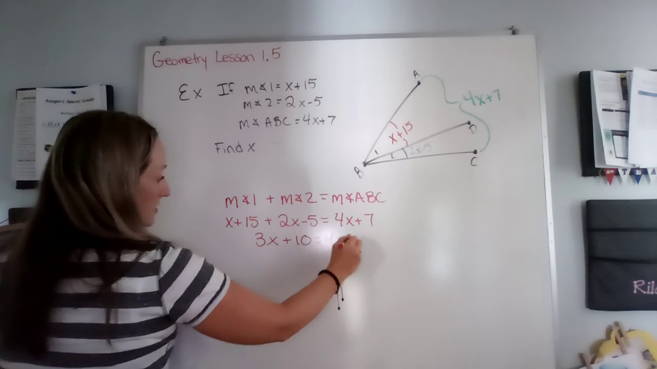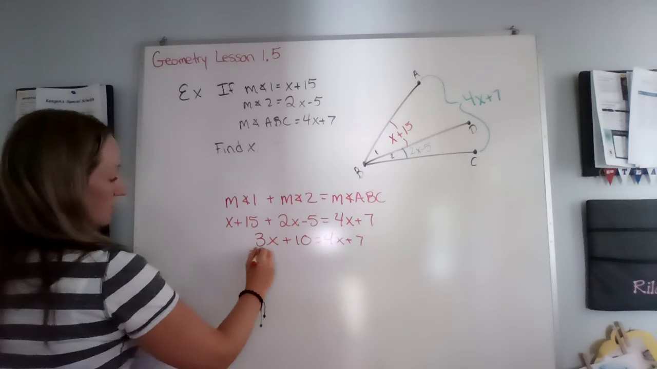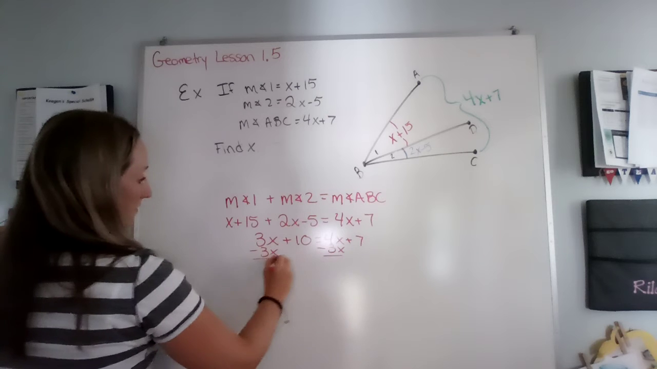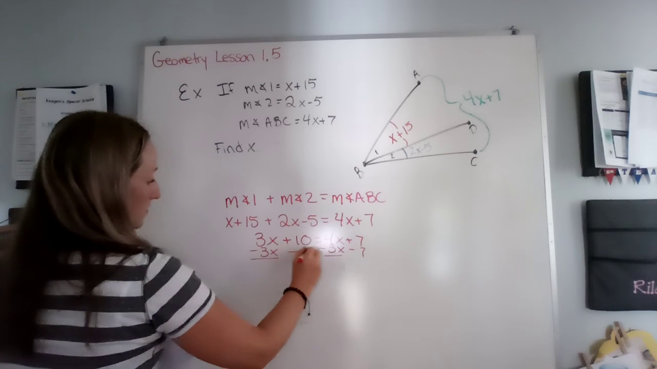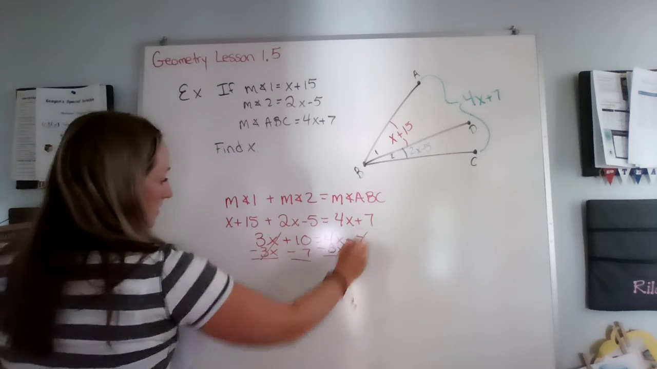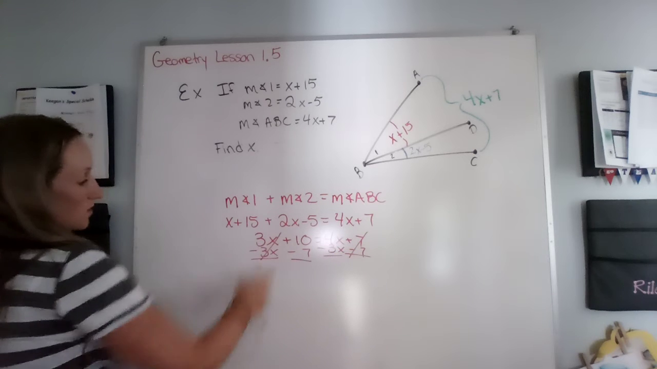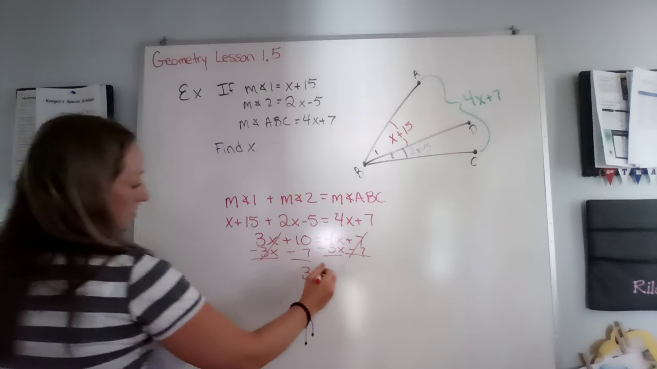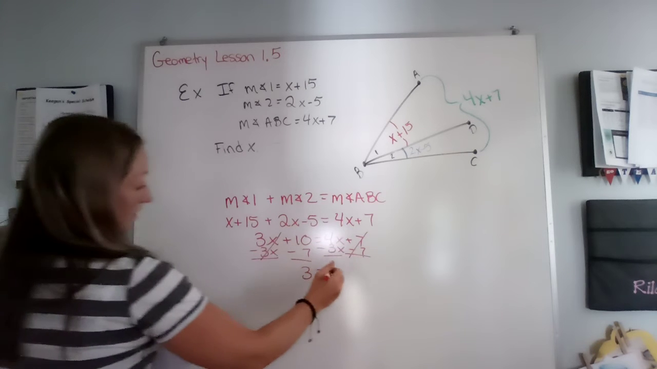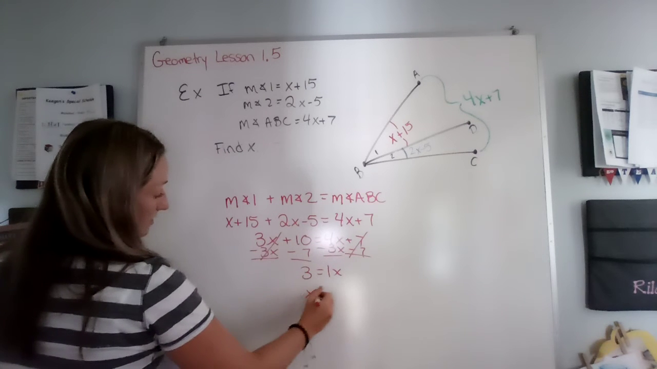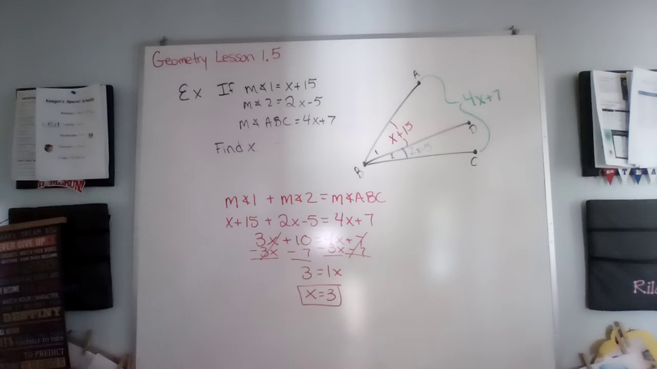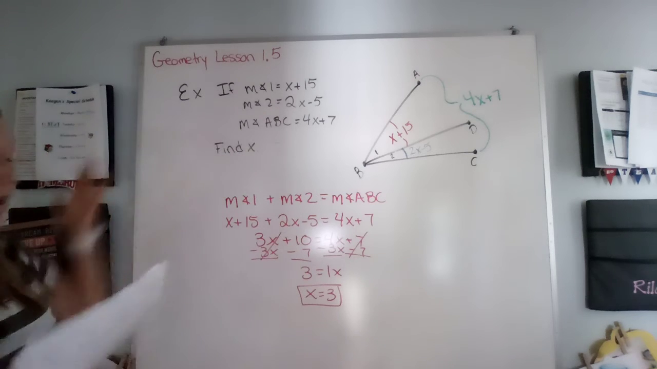Now you want your x's on one side and your constants on the other. So I'm going to subtract the 3x from both sides, so everything stays positive. Subtract the 7 from both sides. That cancels. That cancels. So 10 minus 7 gives you 3. 4x minus 3x gives you a 1x, so you know x is equal to 3. Double check that you answered the question. The question said find x. We found x.